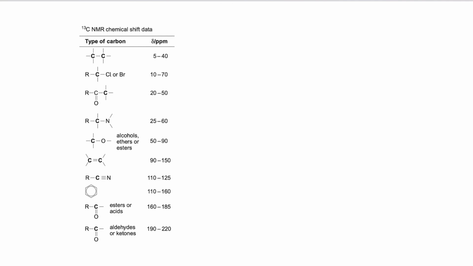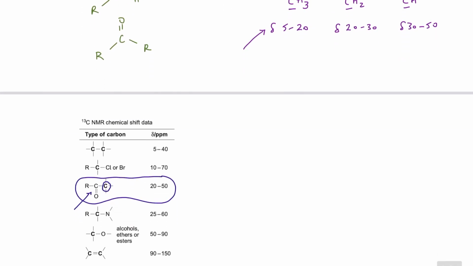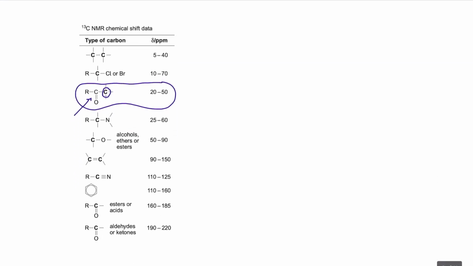On the AQA table style data sheet, we have a separate value for a carbon atom that's adjacent to the carbonyl group. On the OCR style data sheet, it's just lumped into this big range here. So this range here just for carbon to carbon goes from 0 to 50. With the AQA data sheet, this type of carbon, just the methylene type carbon, is in the 5 to 40 range in terms of parts per million. But if it was adjacent to a carbonyl group, then it gets its own specific range.